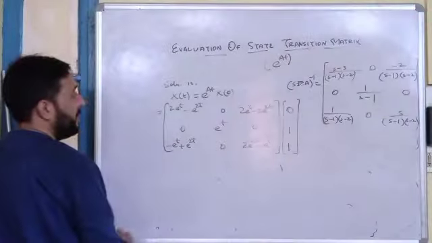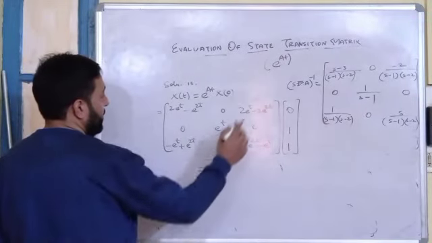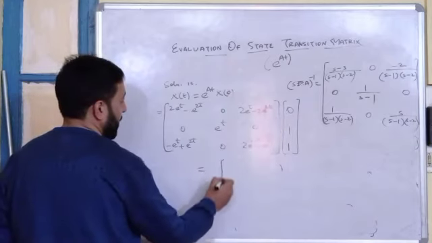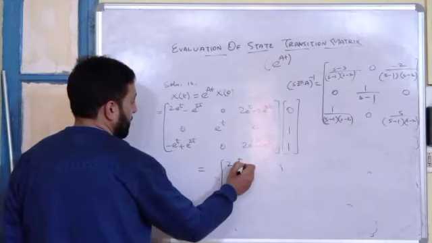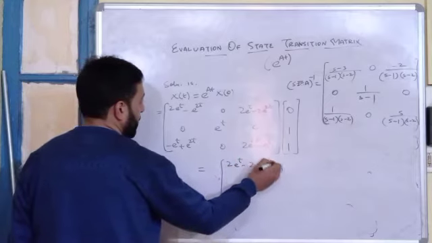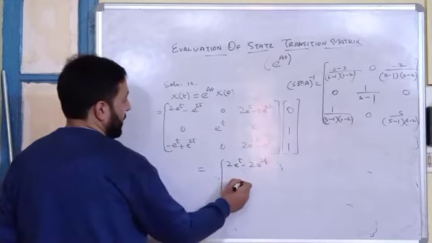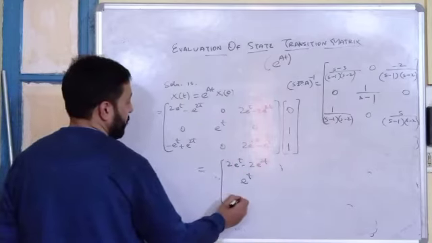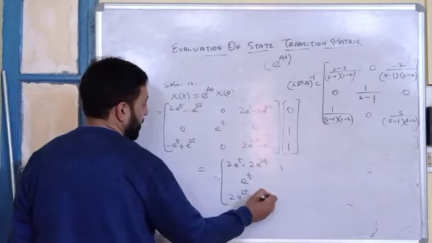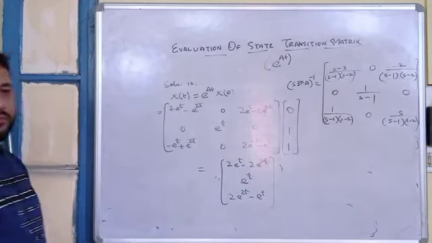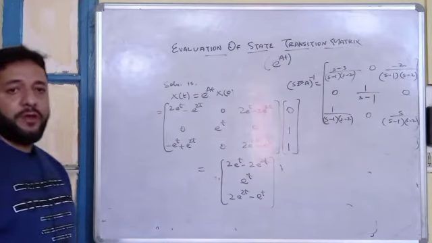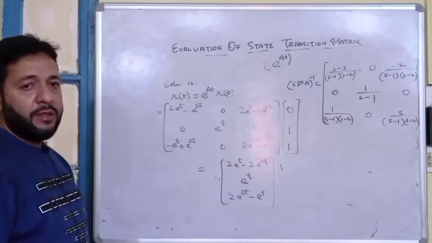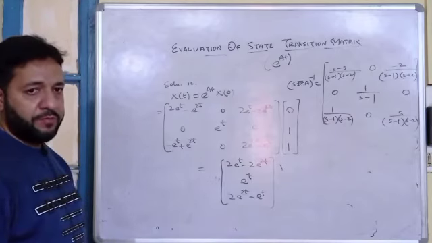So this has to be evaluated by simple matrix product. This becomes 0, this also becomes 0. Here we get 2 e to the power t minus 2 e to the power 2t, here e to the power t, and here 2 e to the power 2t minus e to the power t. So this is how we solve it. Look, a lot of mathematics is involved, so you have to do it in a number of steps.